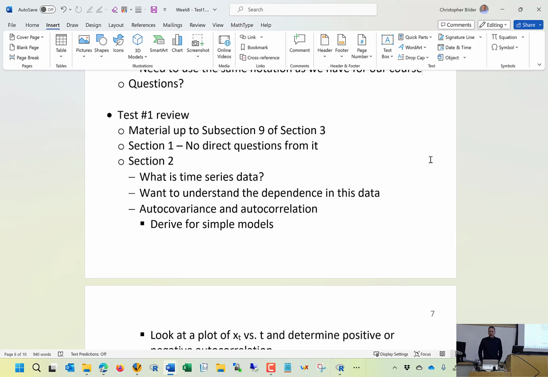Again, the test only goes up to subsection 9 of section 3. It does not include the forecasting.